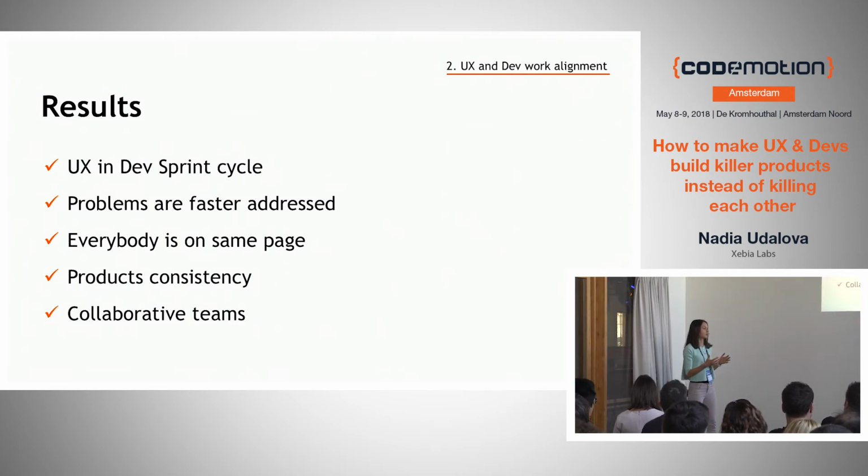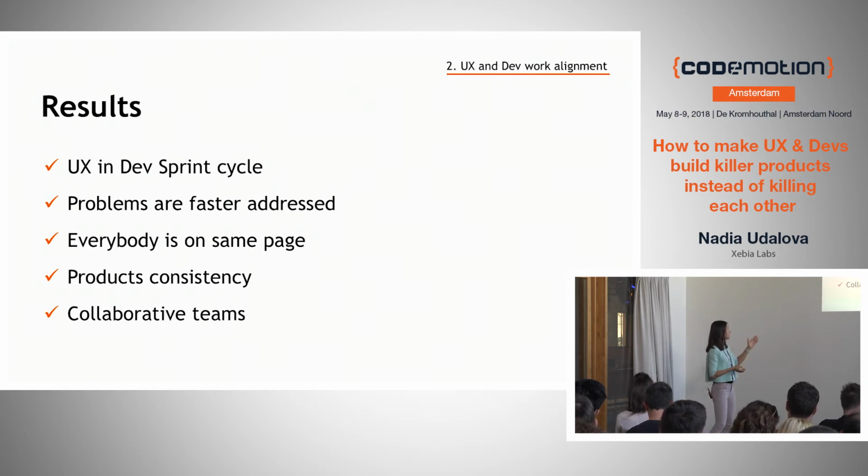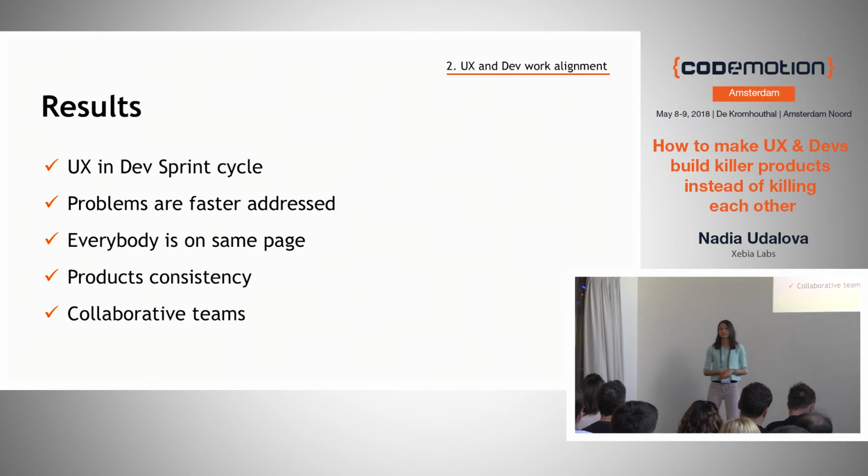So we know what our development team is working on. If somebody would come to me, I could clearly tell them what they're working on because I'm at the stand-ups, I'm at the retros, I'm at the refinements, I'm perfectly aligned, right? Problems are addressed faster with this backlog column dedicated to the UX. Everybody is on the same page. We have better product consistency because the designers are in every team and they know which design decisions are made. And yeah, we have collaborative teams at the end.